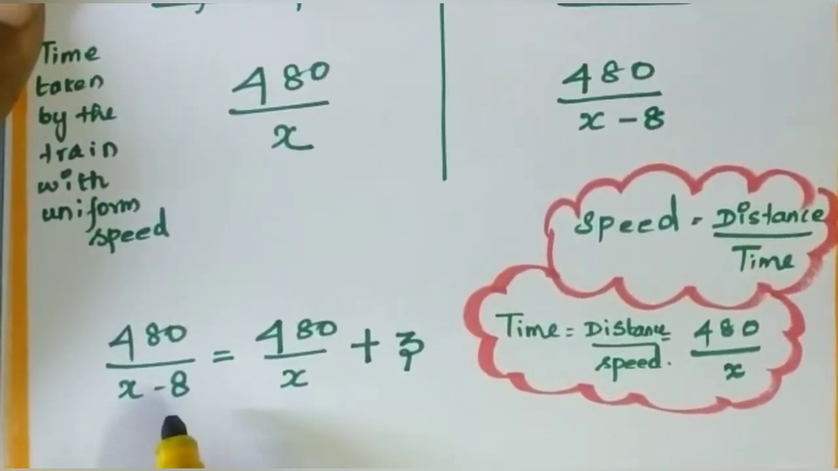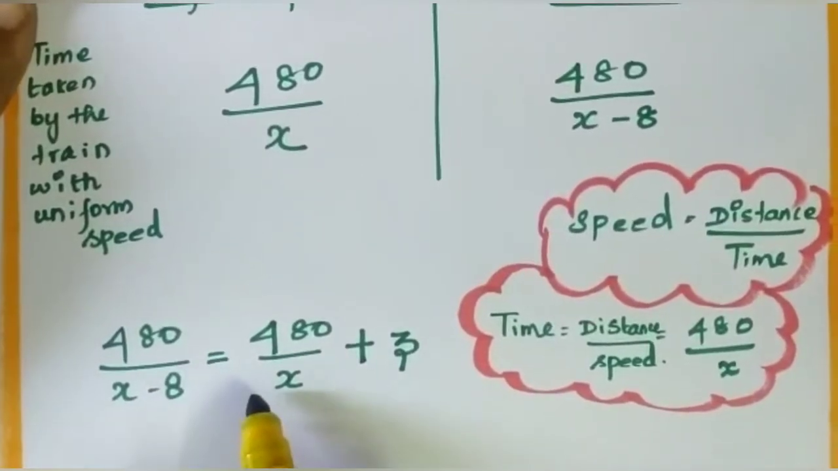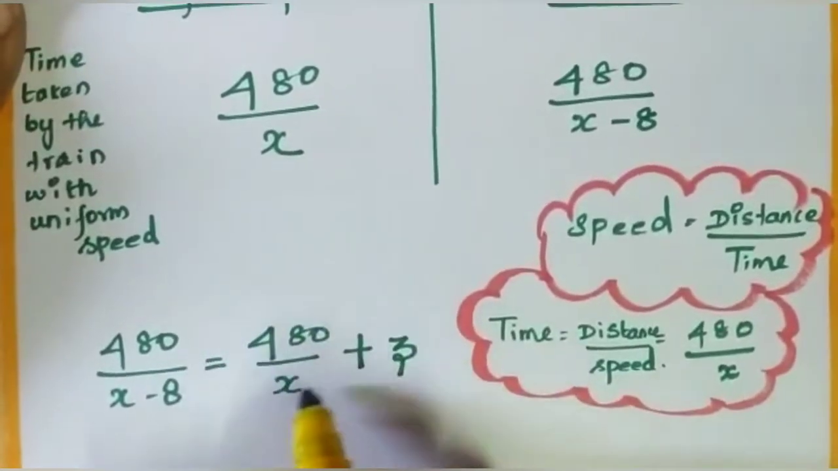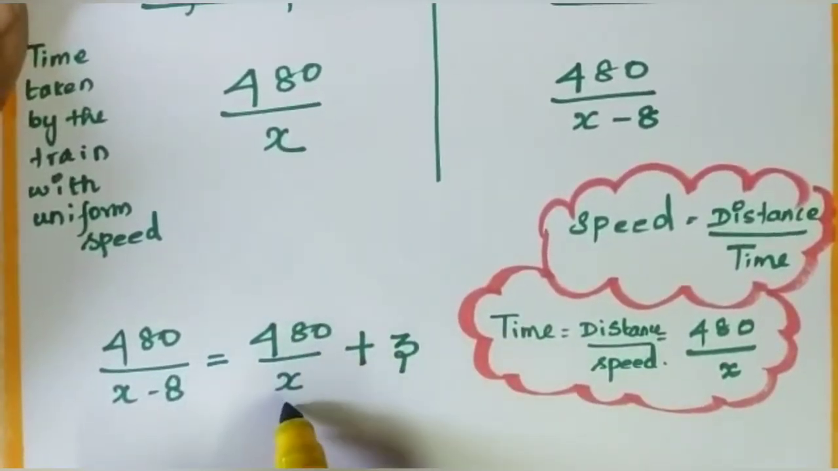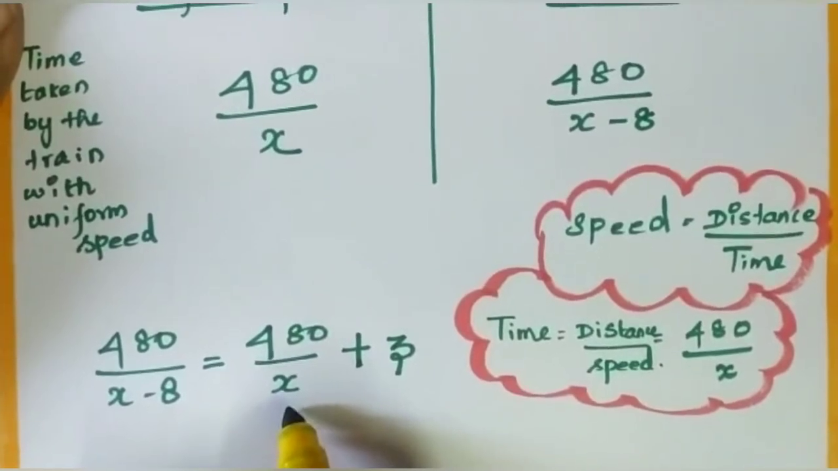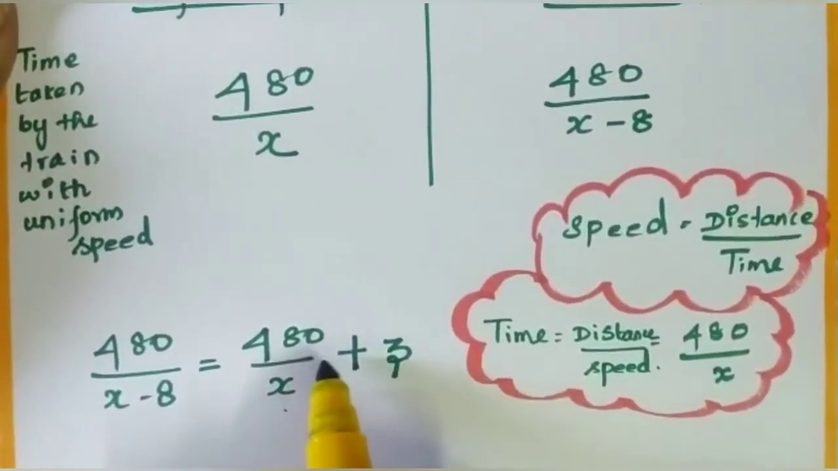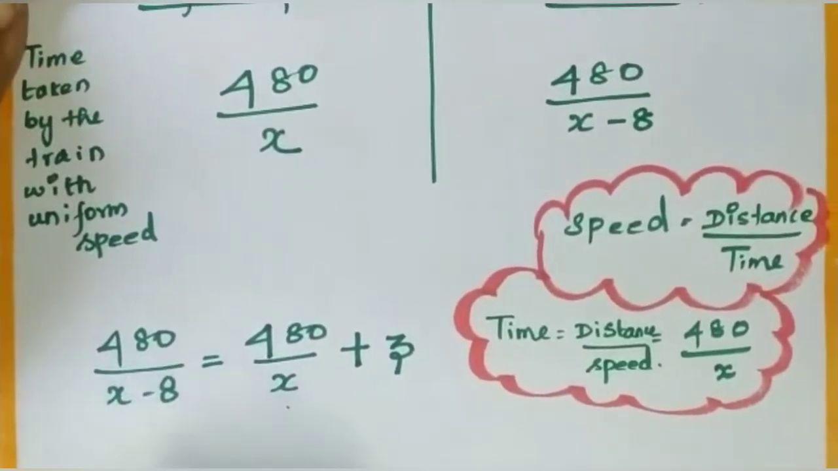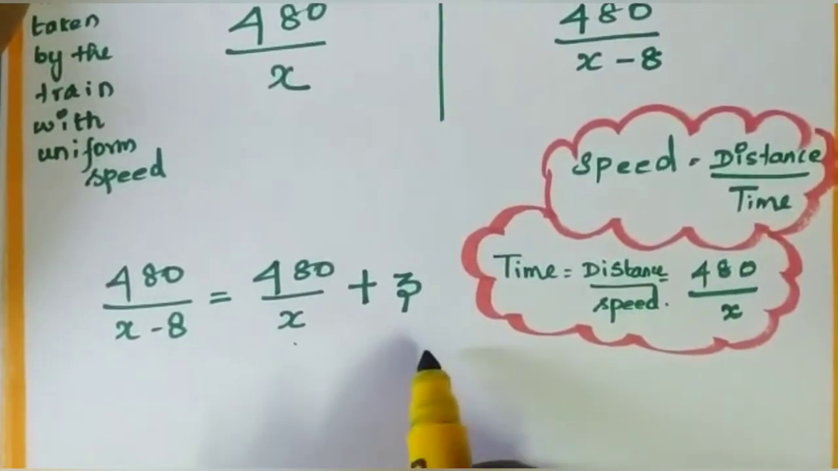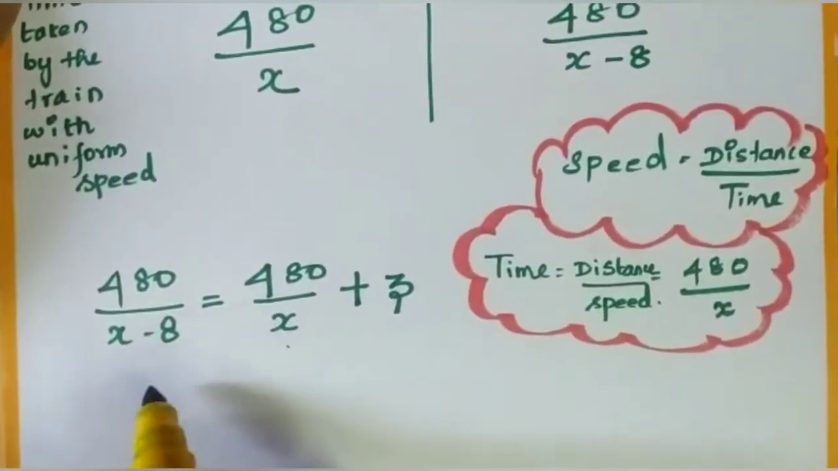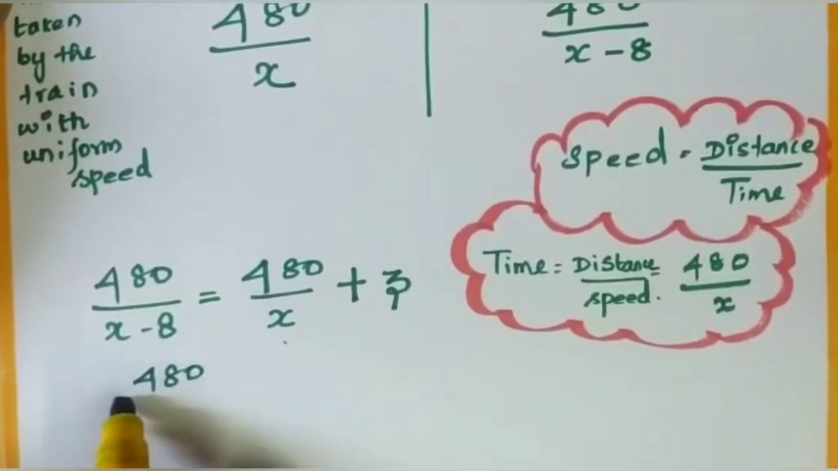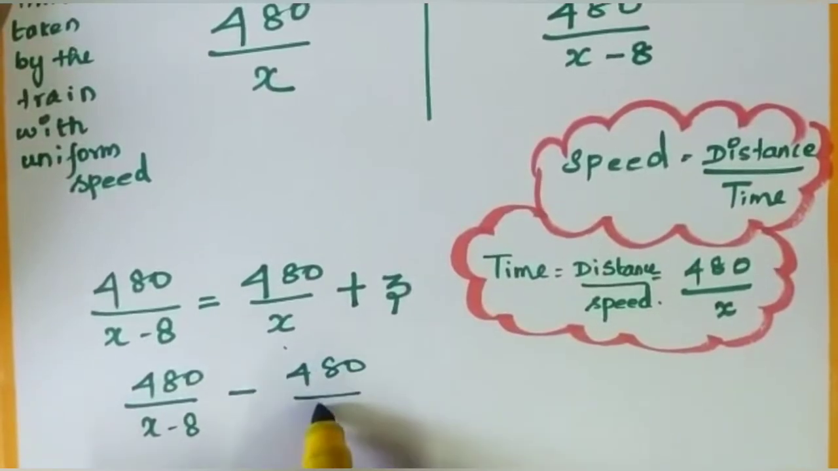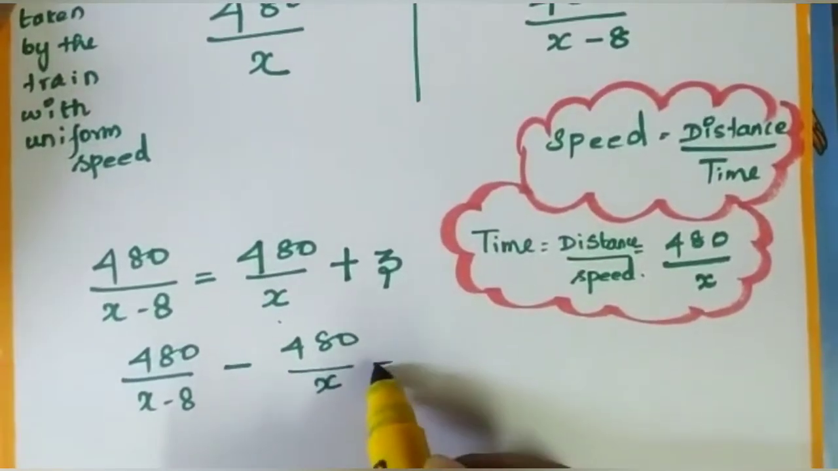This 8 kilometer lesser speed time is equal to 480 divided by x plus 3. 480 divided by x is the time taken by the train with the uniform speed. With the 8 kilometer less speed, the train takes 3 hours more. Okay, so this is the equation. You have to solve this one. So 480 divided by x minus 8 minus 480 divided by x is equal to 3.